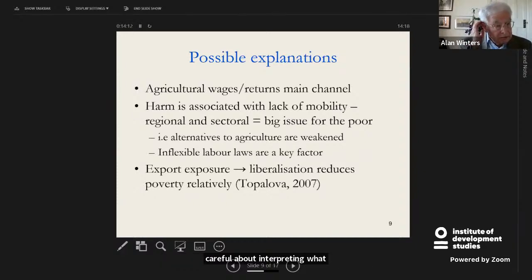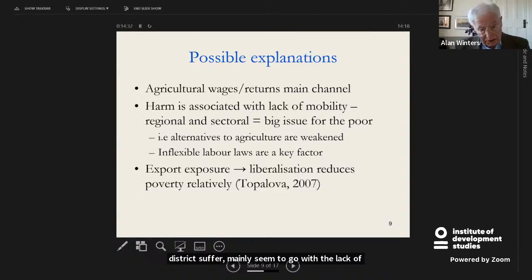What was going on, Topalova has tried to look at this, and it was mainly through agricultural wages or the returns in agricultural areas. And she found that the relative harm that districts suffered mainly seemed to go with a lack of mobility.